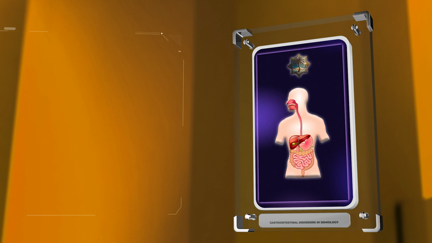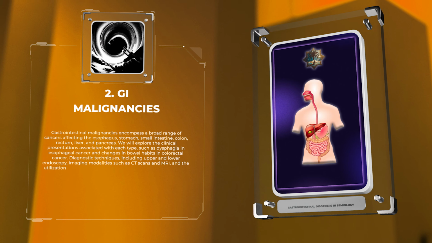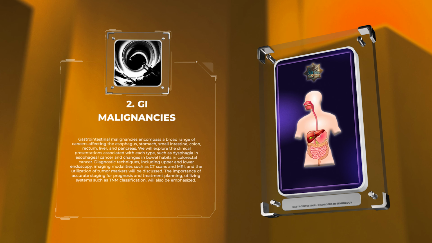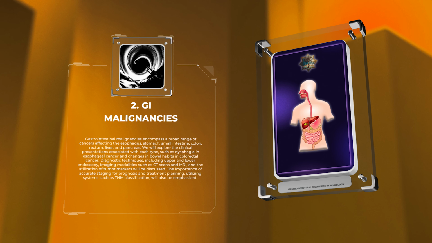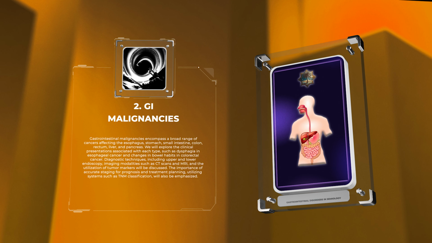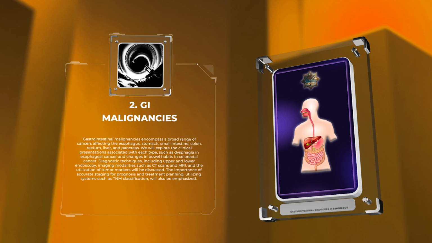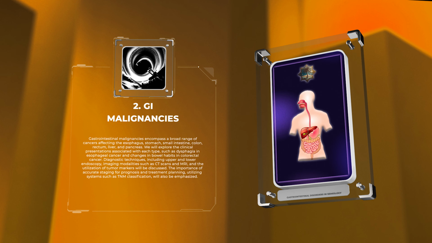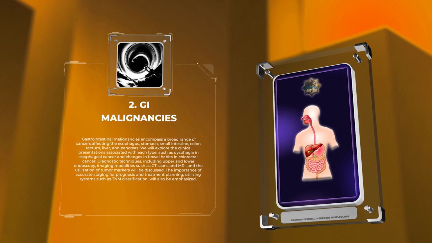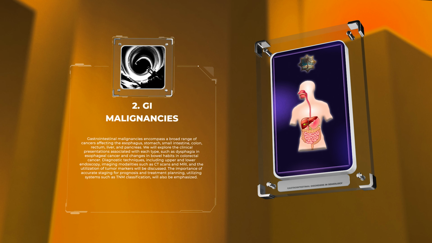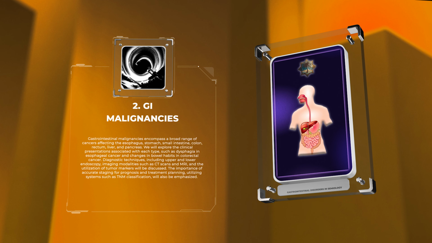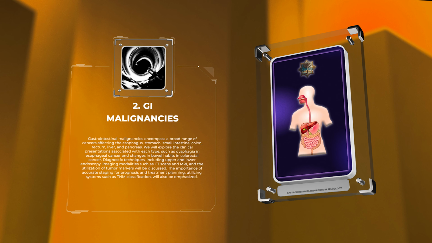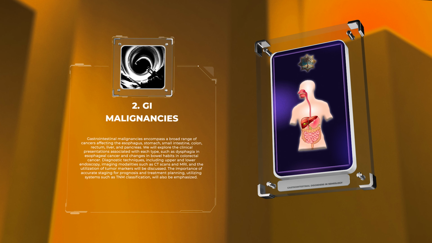Gastrointestinal malignancies encompass a broad range of cancers affecting the esophagus, stomach, small intestine, colon, rectum, liver, and pancreas. We will explore the clinical presentations associated with each type, such as dysphagia in esophageal cancer and changes in bowel habits in colorectal cancer. Diagnostic techniques, including upper and lower endoscopy, imaging modalities such as CT scans and MRI, and the utilization of tumor markers will be discussed. The importance of accurate staging for prognosis and treatment planning, utilizing systems such as TNM classification, will also be emphasized.